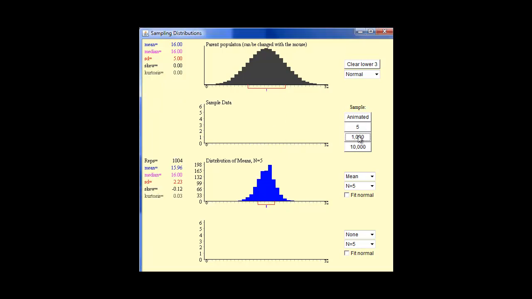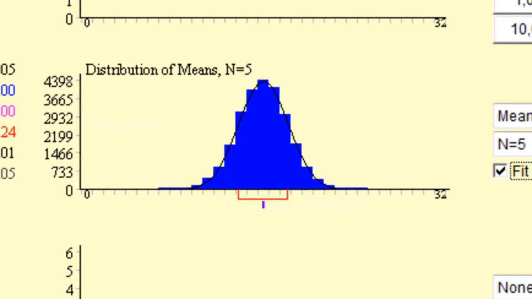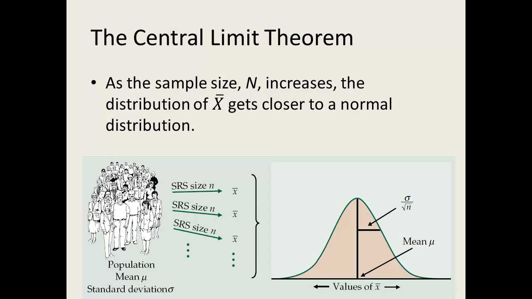Now that we've seen how this works, I'm going to speed things up a little bit by taking many samples at a time. Notice that as I increase the sample size, regardless of the histogram of the sample selected that's created, the distribution of the sample means becomes more bell-shaped. This is the theoretical meaning behind something called the central limit theorem. As sample size increases, the distribution of sample means will more closely approximate a normal distribution.